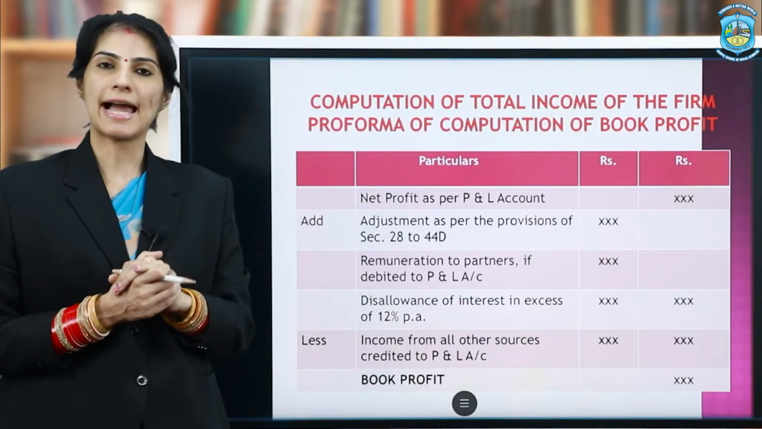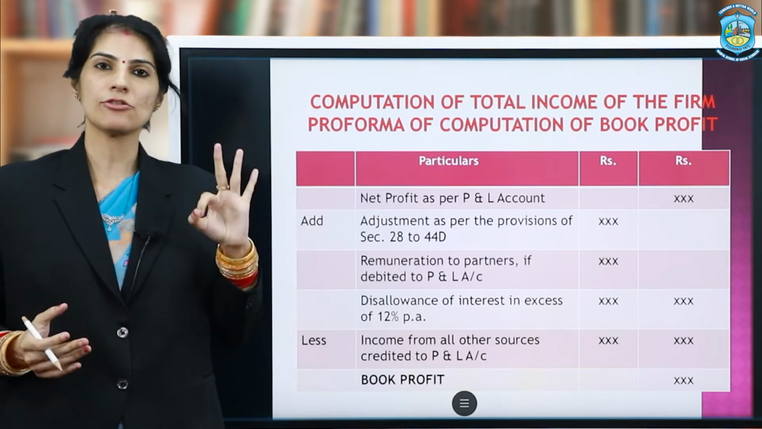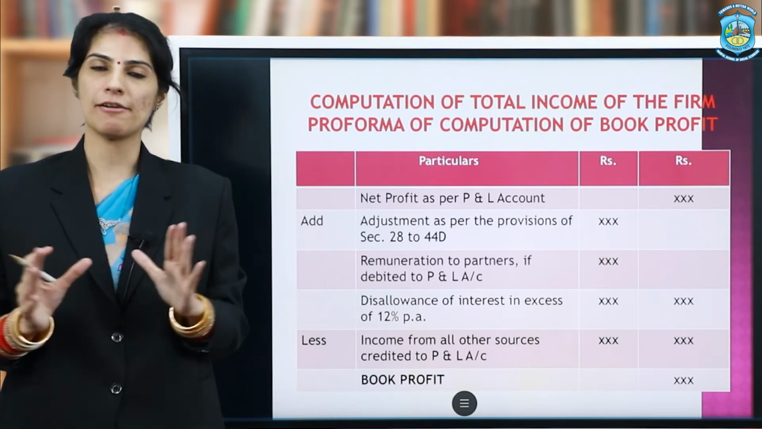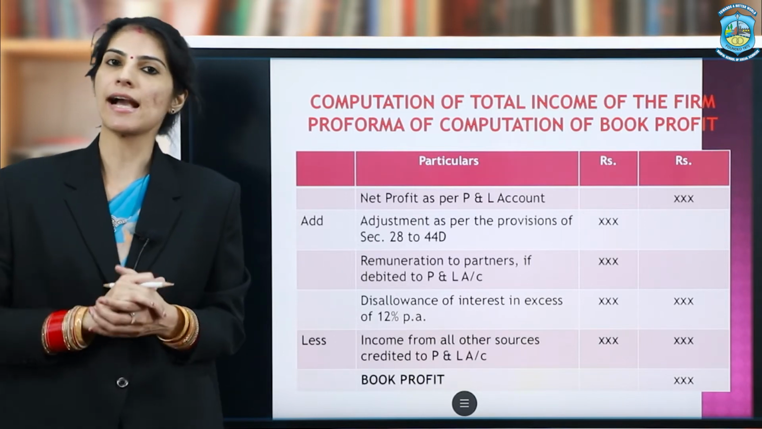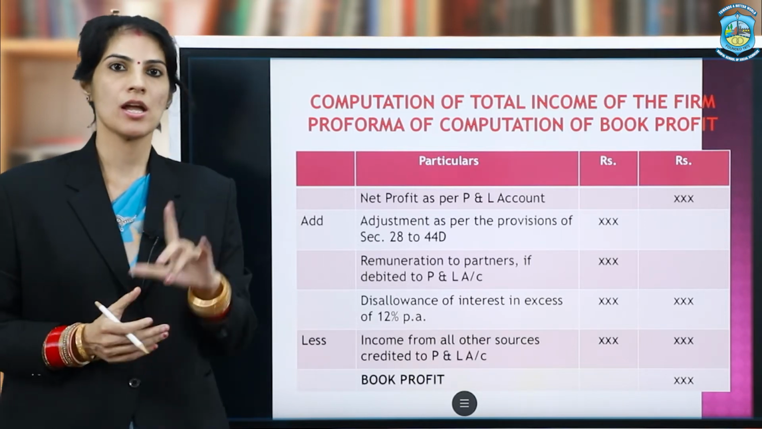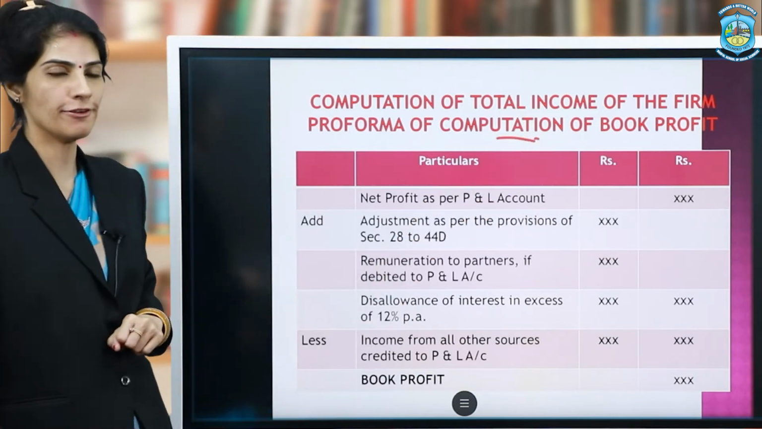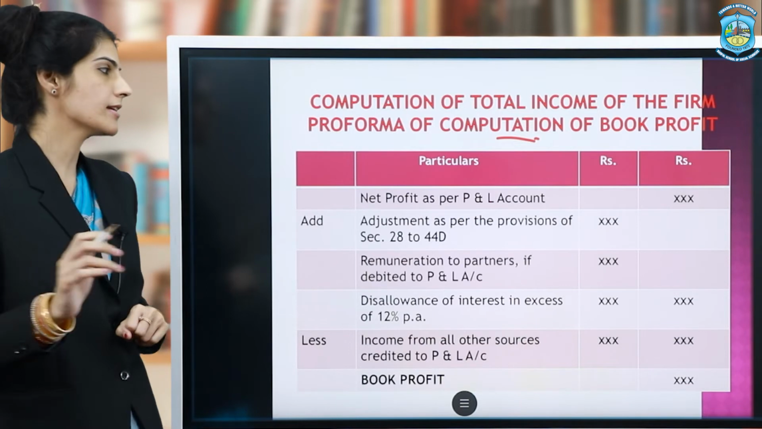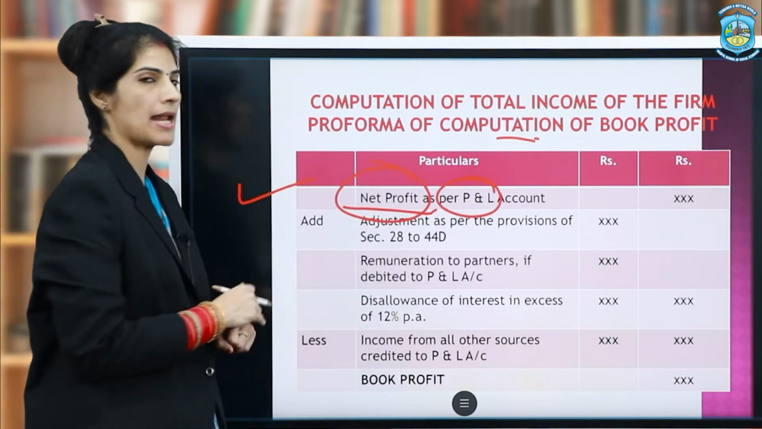Now, before calculation of the book profit and moving on to a practical question, there are 3 basic formats that you should be aware of when you are calculating the total income and then ultimately the tax liability of the partnership firm. The first and the most basic format is how you have to calculate your book profit. To calculate the book profit, step number 1 will be that as per the P&L account, you need to write down the net profit.